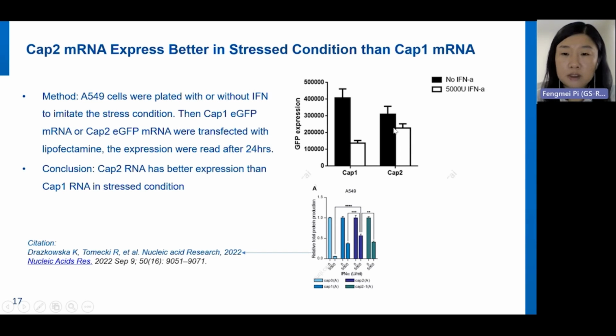So this result is the same as published in that paper in Nucleic Acids Research. The authors also observed that Cap2 RNA has a better response, a better expression under immune stress conditions. So that is a novel category of RNA structure to consider during therapeutics development.